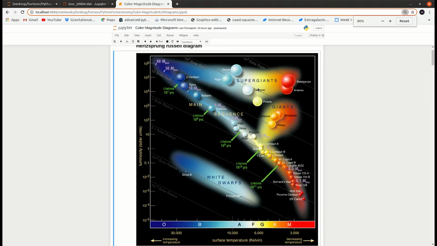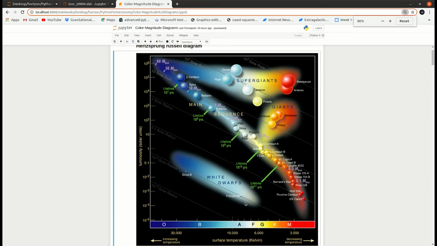Okay, so coming to these giants, you can see that they are really giant in nature. Like the radius, the surface area, you can see that it's really huge, and the luminosity is really huge in this case, but the temperature is low. That's the property. So the temperature is low, but luminosity is comparable to the blue stars.